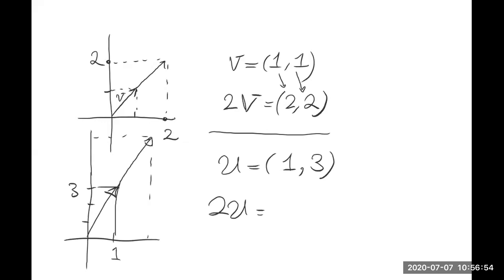What are the coordinates of this vector? If you look, you would see the coordinates are 2 and 6, which exactly means I am multiplying the coordinates by 2. So we really don't need to draw every time.